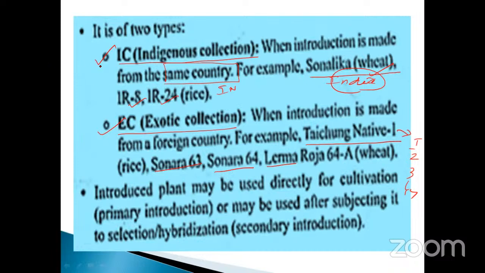One is called as, what is that? Indigenous means within the country. Same country. That is very, very important. Here, other country. Know the difference.